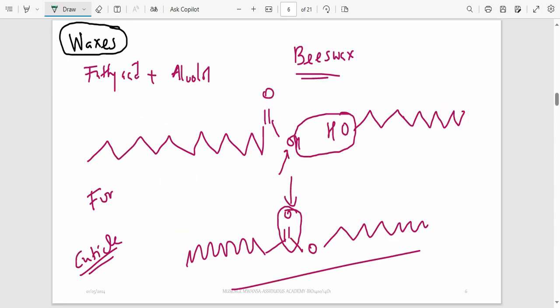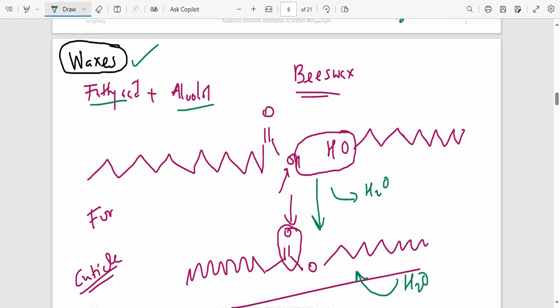Just in case you are lost, look at this. Wax, we were forming it by removing water. So to a wax, if you add water, you are going to break it. That is what is called hydrolysis. So you can form a fatty acid and an alcohol when you add water to a wax, because when we are forming it, we were removing water.